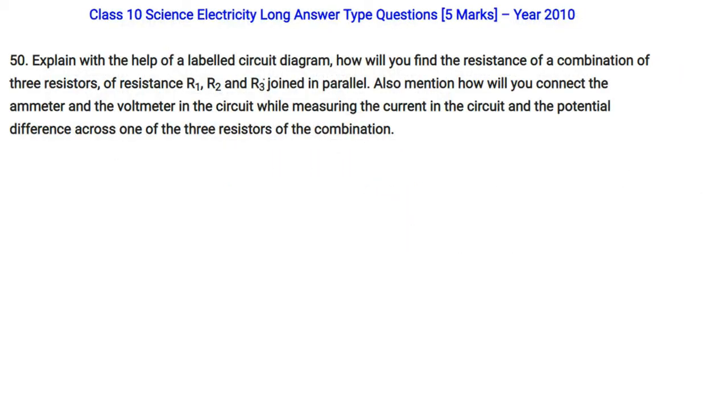Explain with the help of a labeled circuit diagram how you will find the resistance of a combination of 3 resistors of resistances R1, R2 and R3 which are joined in parallel. So we have resistances which are joined in parallel like this. This is R1, this is R2, this is R3. Also mention how you will connect the ammeter and the voltmeter in the circuit while measuring the current in the circuit and the potential difference across one of the 3 resistors from the combination.